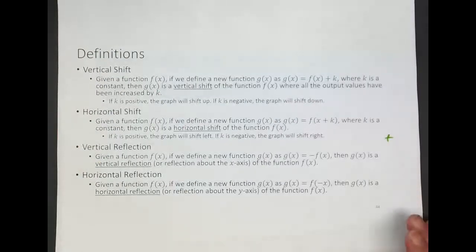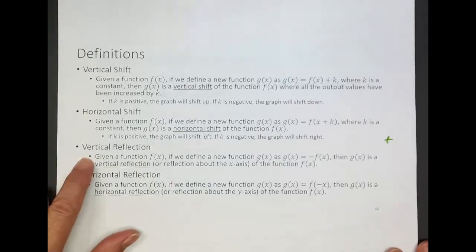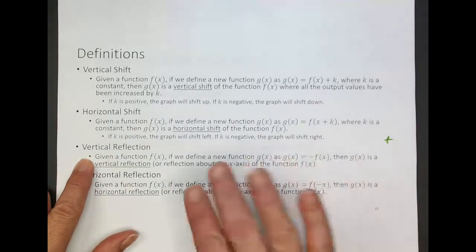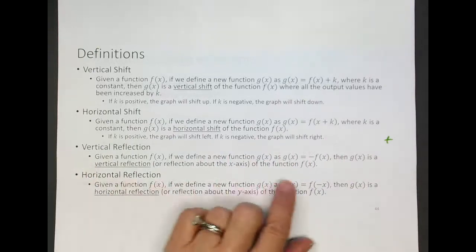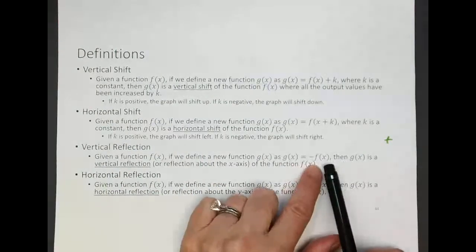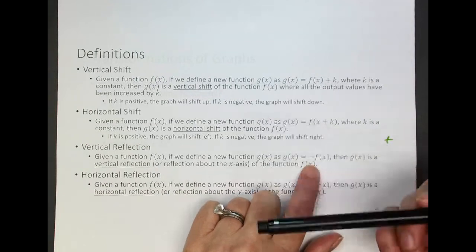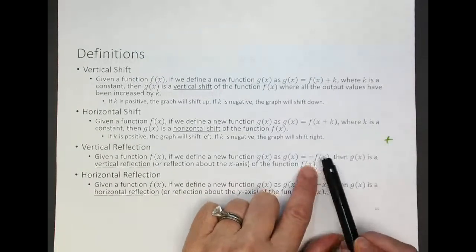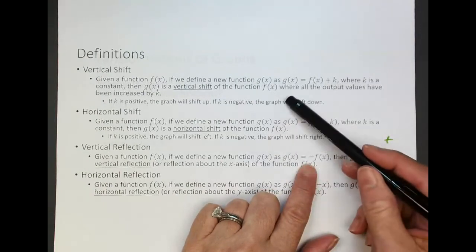We can also have vertical reflections. Now, to the transformation algebraically, a vertical reflection means we're going to make that whole function negative. I think I might have said that backward. A vertical reflection is when we reflect it over the x-axis. So we're making that whole function negative. So all the positive y's become negative, and all the negative y's become positive.